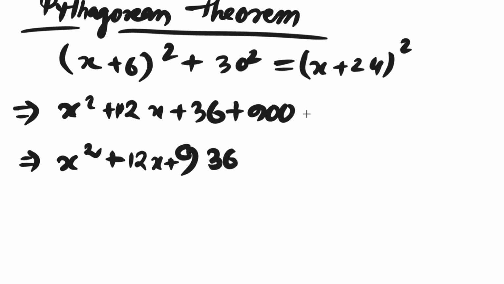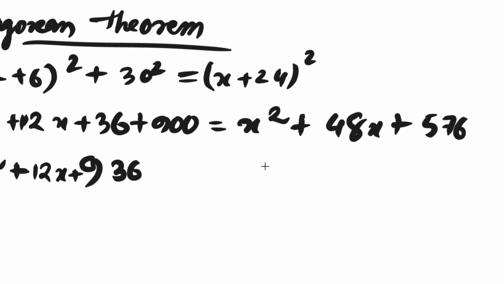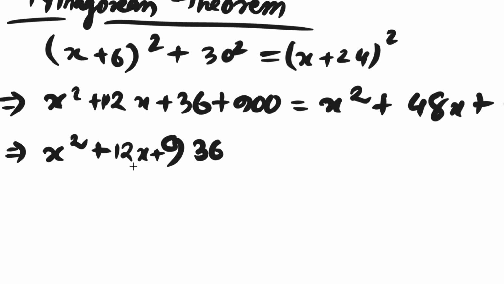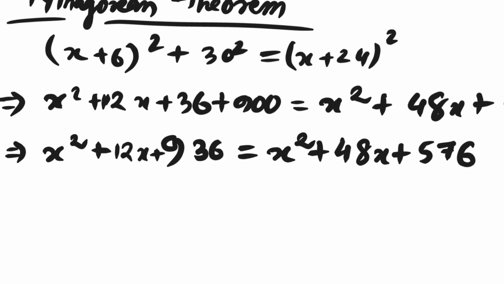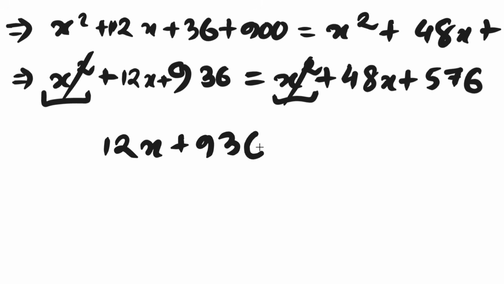Now let's expand the right side. (X plus 24) squared becomes X squared plus 48X plus 576. So our equation is X squared plus 12X plus 936 equals X squared plus 48X plus 576. Now notice something important. We have X squared on both sides. Since the same quantity appears on both sides of an equation, we can subtract X squared from both sides, and those terms cancel. That leaves us with 12X plus 936 equals 48X plus 576.